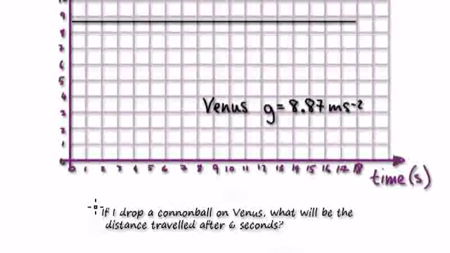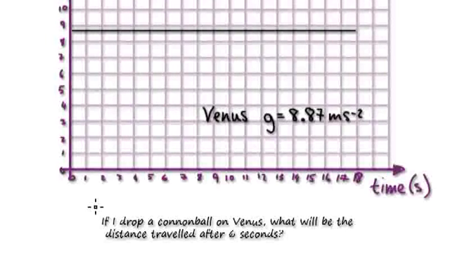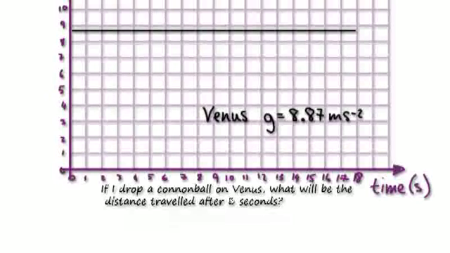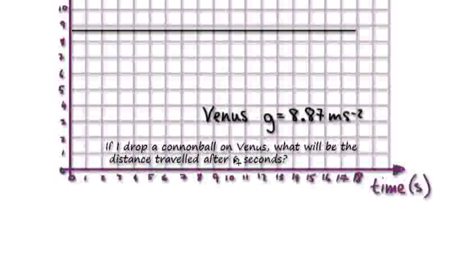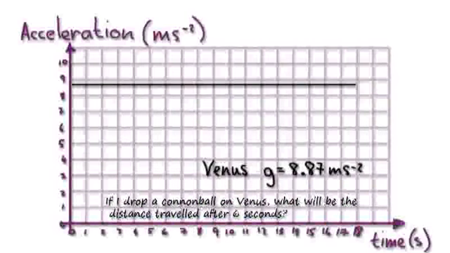So I'm going to drop a cannonball on Venus. What will be the distance traveled after 6 seconds? This is all that you're given. Hang on, let me move this up so that you can pause it and then you can see the question.